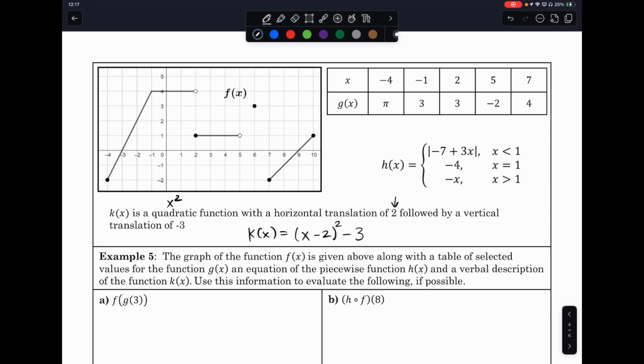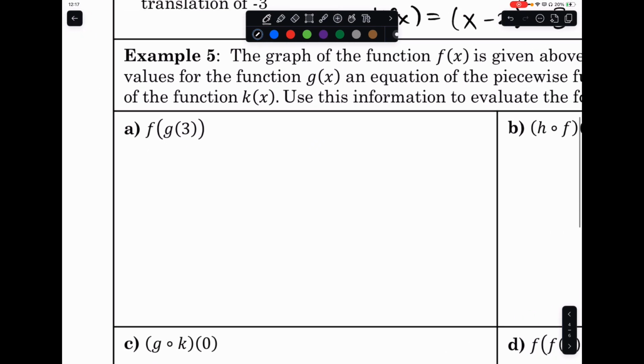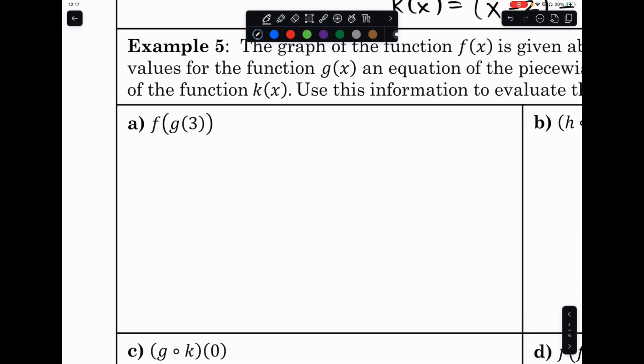Okay, so now that we have that, let's look at example A. Let's evaluate f of g of 3. Well, we have to start by first evaluating g of 3. So we're going to work on the inside and first figure out what g of 3 is.